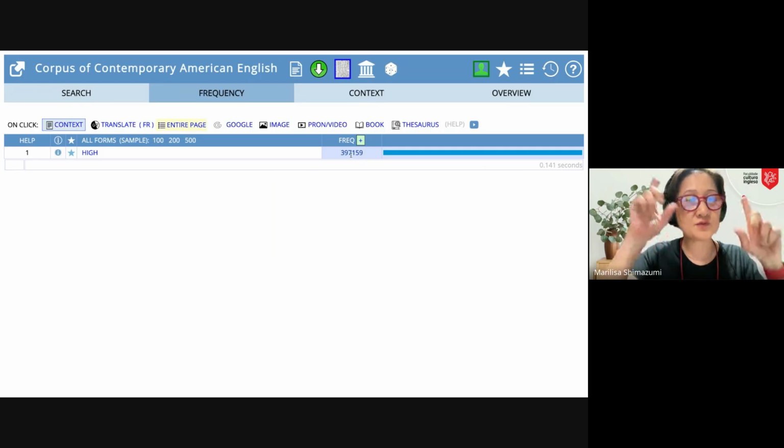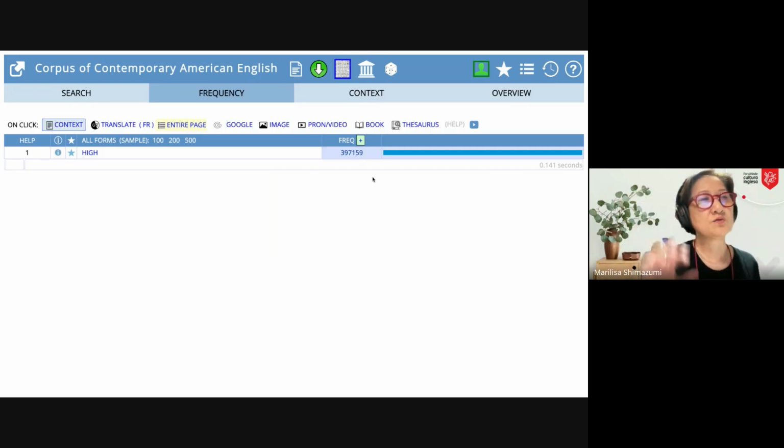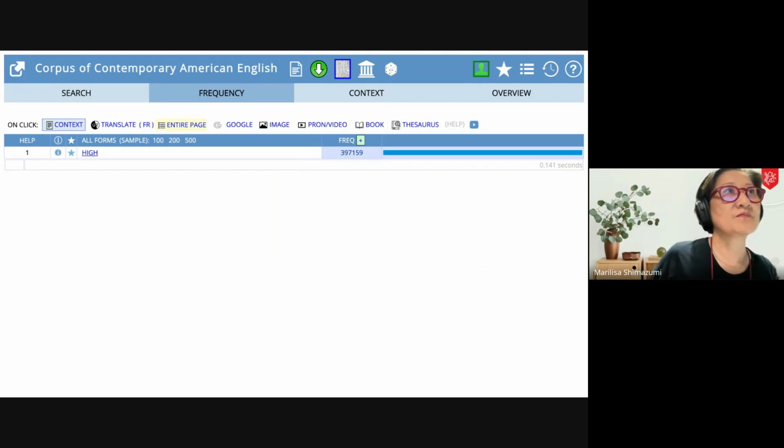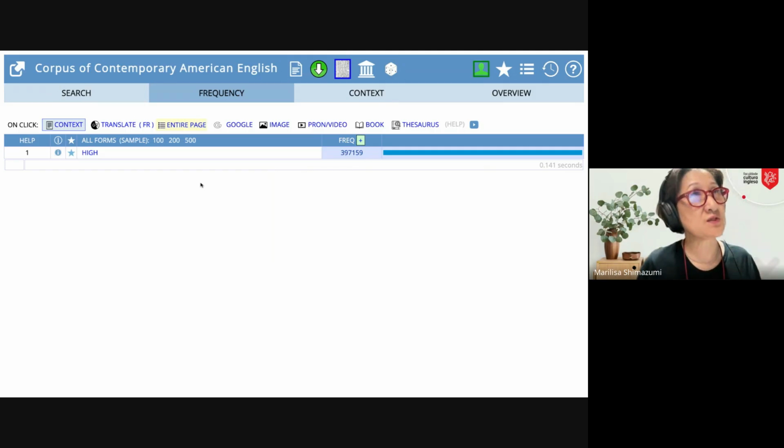And these were from my two screenshots. Definitely. So this is one interesting conclusion. When people talk about heights, they tend to use the adjective high more often than tall. But how do they use it?